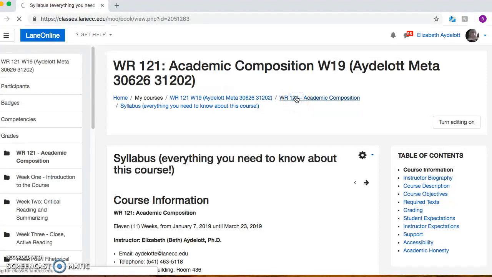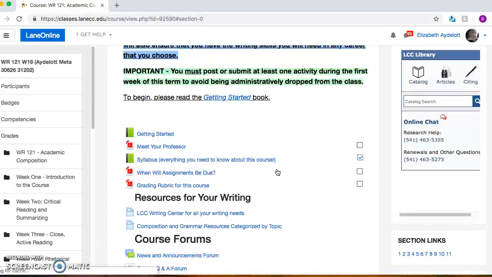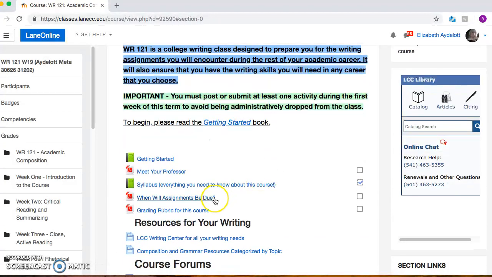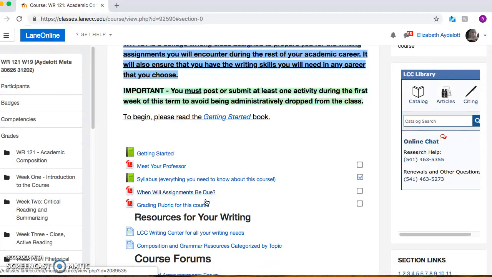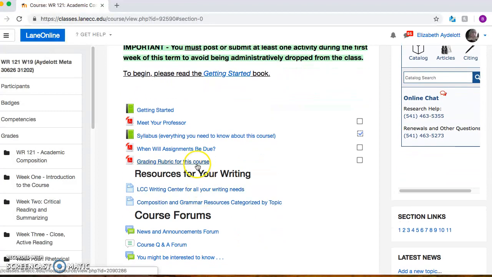Now back to the course itself, and you'll see I have when assignments will be due. I will only open the course week by week for you. So I suggest very strongly that you look at this to see the dates of when everything is due. My suggestion is really to sit down with a calendar and put down when your final research paper is due, if nothing else. Grading rubric, this is also in the syllabus.